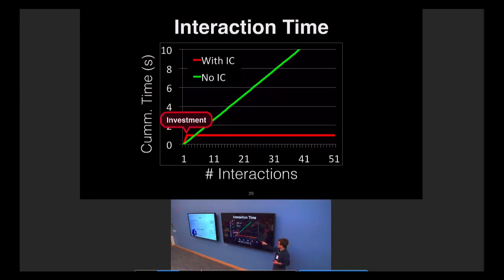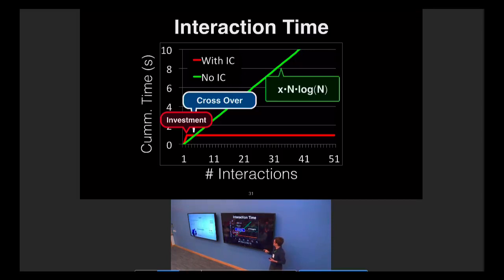So initially, the red line, the line that uses incremental computation, is often slower, because you have to invest in creating some cached data structures. And then at some point, because you've done that investment, you start to win, because as more and more interactions happen, you can update really, really quickly. And what's happening basically is asymptotics. Asymptotics wins all the time if things get big enough and take long enough.